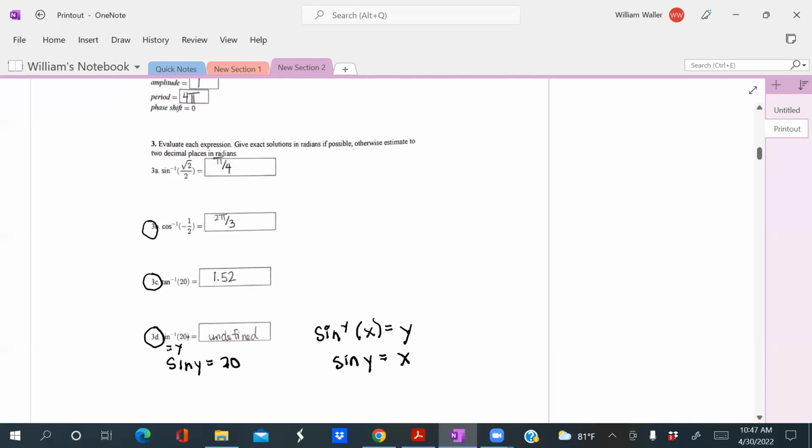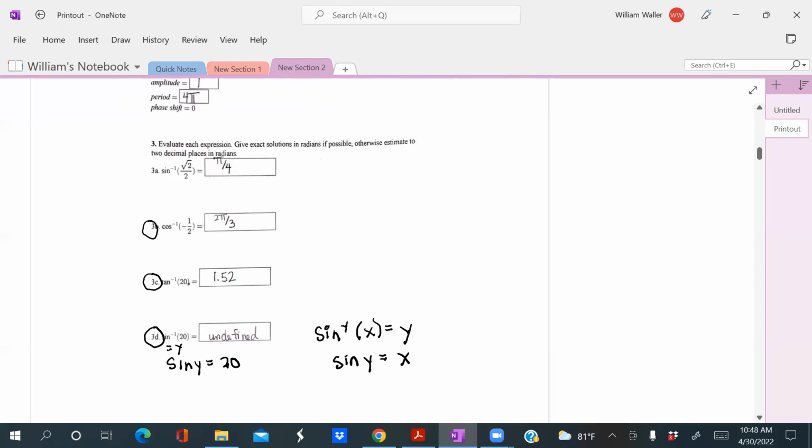No answer to this question. So this is kind of a trick question. You could try to compute this with your calculator and you would get the same result. If you try computing sine inverse of 20 with your calculator, you will get an error. That just means that you can't compute the sine inverse of 20. There is no angle whose sine is 20.